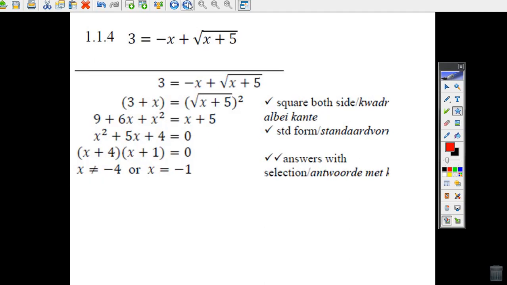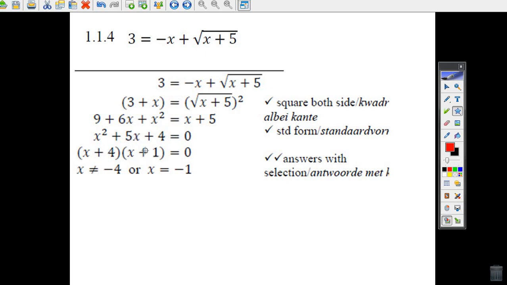Maybe we've got time to look at the next one. So what did they do here? They isolated the surd. They added x to both sides. They squared it. They got x plus 5, and they square x plus 3. They get x squared plus 6x plus 9. They took away 5 from 9 and got 4. Took away x from 6x and got 5x.